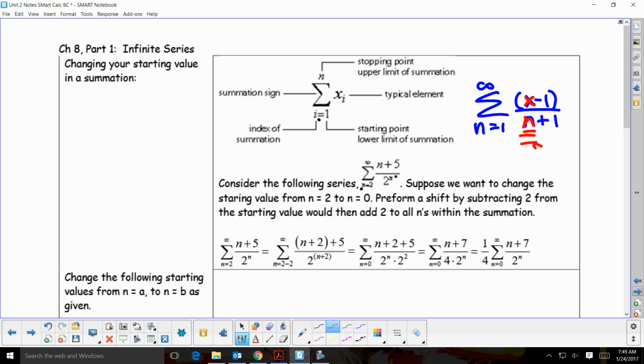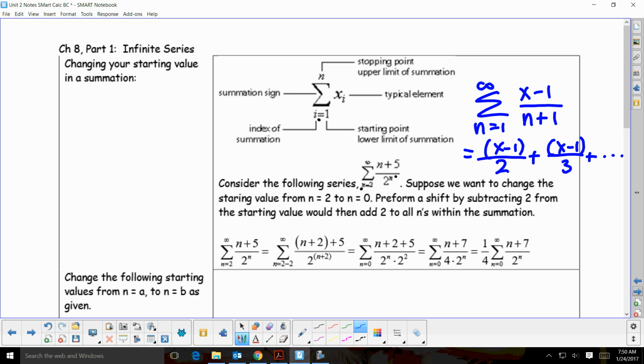So as I go and do the first one here, let's rewrite that. What did I have? X. Okay. So as I go to do the first term here, that x minus 1 stays, and when I put the 1 in here, I get 2. Plus, as I put 2 in, the x minus 1 stays, and I get 3. Plus dot dot dot. Okay? So whatever's here is what I'm plugging in for n, and I go by integer values.